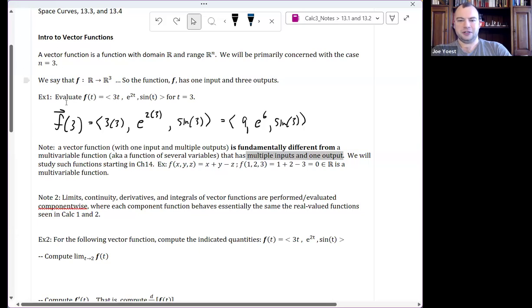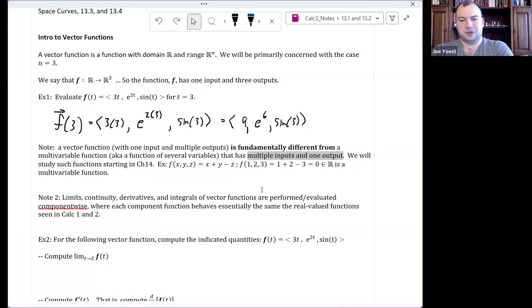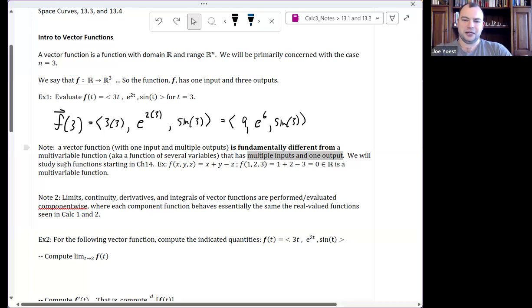When we're saying a vector function, we're talking about one variable as input, multiple variables as output. When we're talking about a multivariable function or a function of several variables, we're really talking about multiple inputs and one output. And at first glance, you might say, what's the difference, whether I have a real number input and a vector output, or essentially a vector input and a real number output? Well, there's quite a big difference. We'll start looking at such functions in chapter 14, the next chapter.